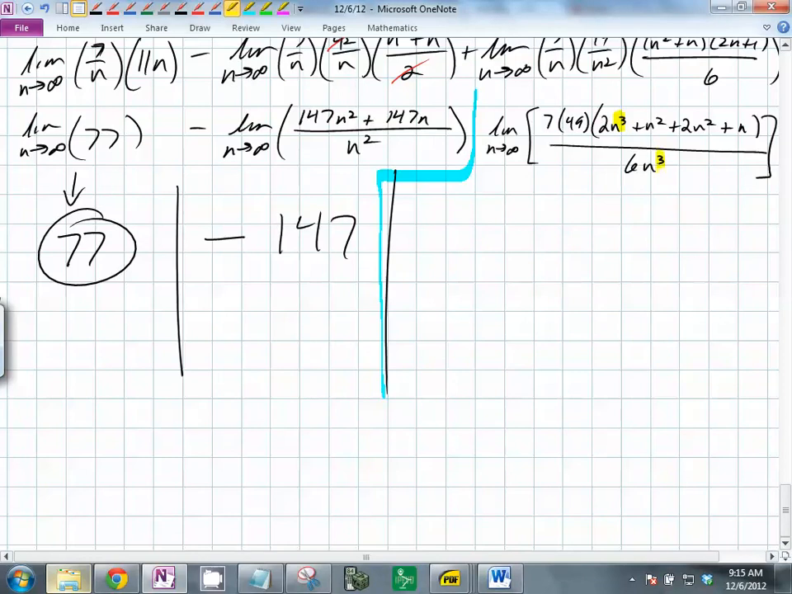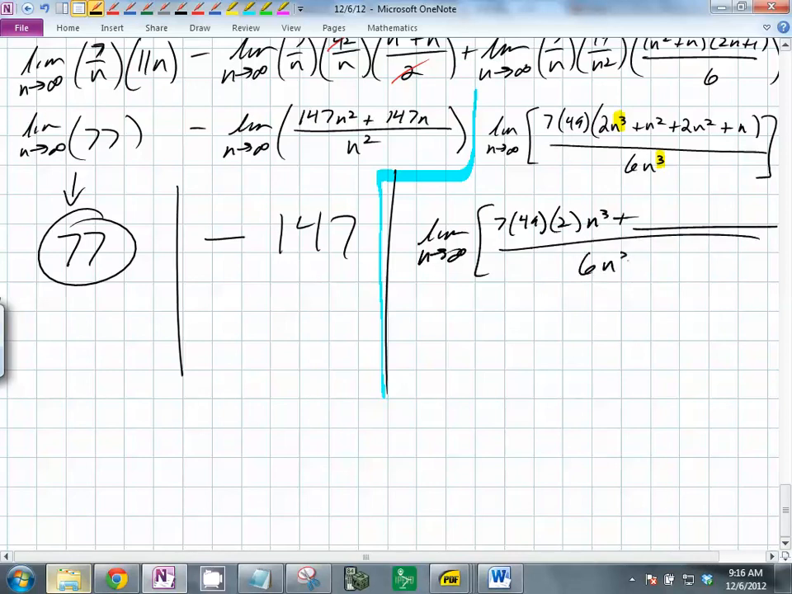Now here's the thing. There's a shortcut here. You want to see what the small shortcut is? We're only interested in what the coefficients of n cubed are, right? Do we care about everything else? No. So this thing is equal to the limit as n goes to infinity of, what's the coefficient going to be of n cubed? 7 times 49 times 2 times n cubed plus something, over what? Do you agree with that? Do we really care what this is? No. Don't care. As long as you recognize that, I'm totally okay with you saying that right there.